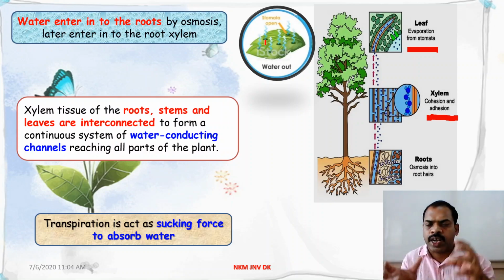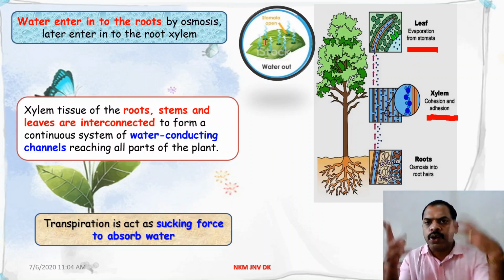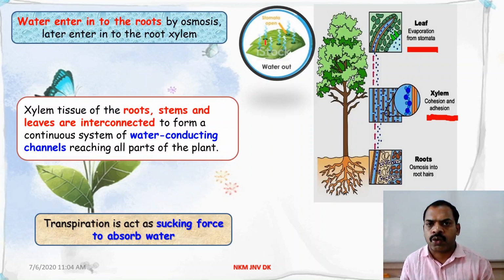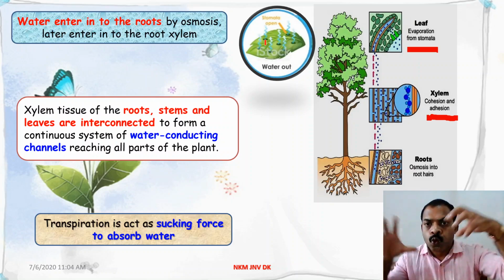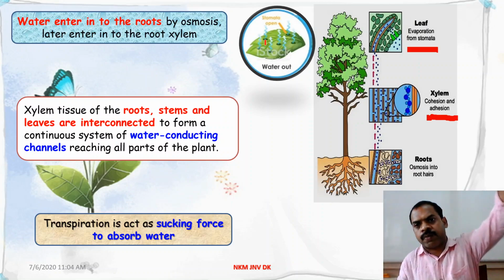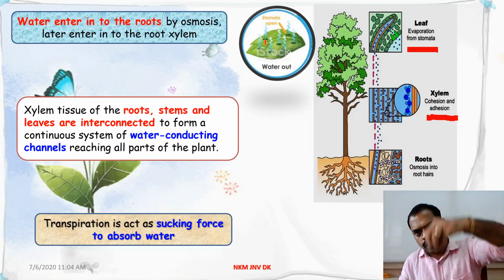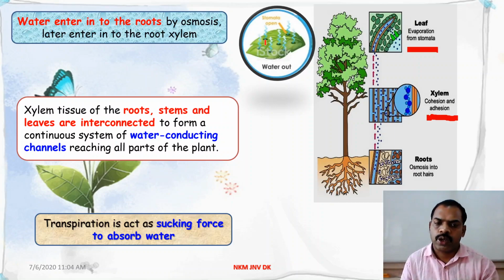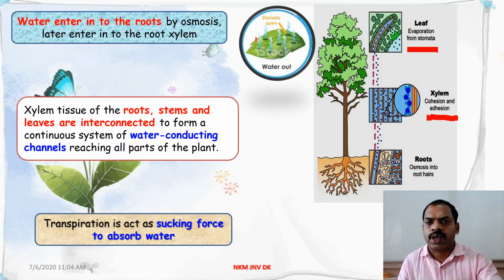Okay, so how many stomata are sucking in a leaf? Hundreds. Think about a big tree. Millions of stomata are releasing air and water vapor into the air. So all these stomata act as a sucking force. As a result of that force, water is pulled from the leaf xylem, stem xylem, root xylem, from the soil. So this is how the water is absorbed by the plants.